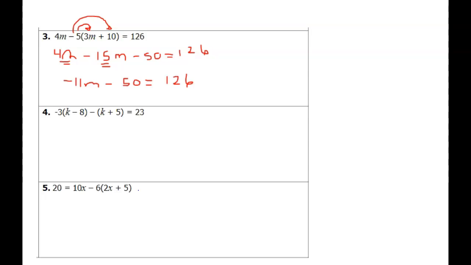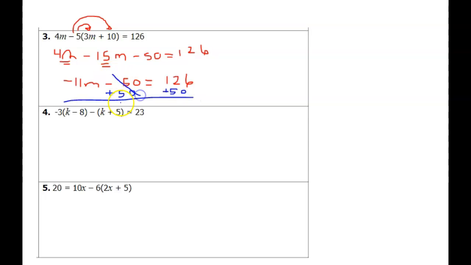Hey, Tia, what is my last step? What do I need to do now? Yeah, just solve for the variable. I am good to solve. So I'm going to add 50 to both sides because I want to solve for m. So I'm going to do that inverse operation. I'm adding 50 to both sides.